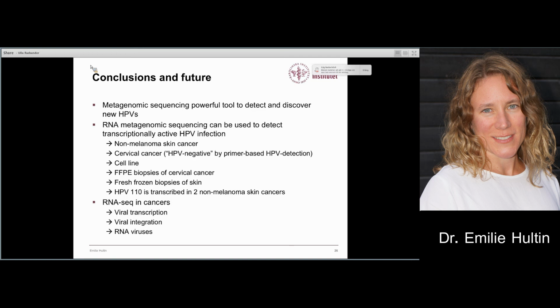And the non-melanoma skin cancers contained actively transcribed HPV 110. And for the future, this RNA sequencing in cancers can be used for viral transcription analysis, as well as looking for viral integration into the human genome. And it could also be a tool to discover and detect other RNA viruses than HPV.